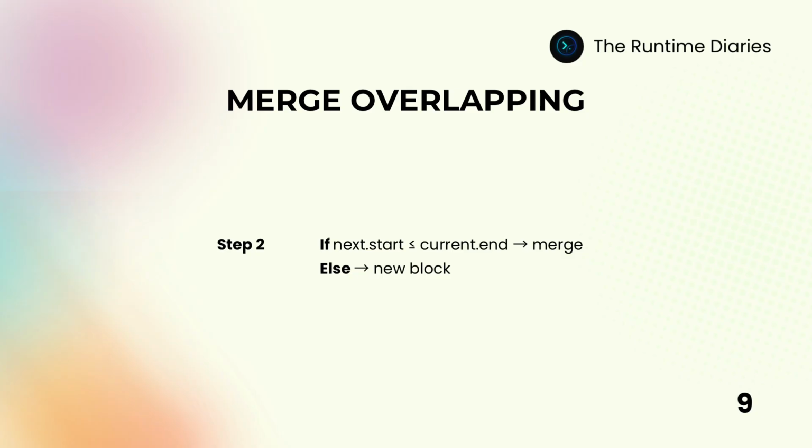The merge rule is simple. Start with the first interval. For each subsequent interval, check if it overlaps with the current block. If the next interval starts before or at the current block's end, they overlap, so extend the current block to include it. Otherwise, the next interval doesn't overlap, so close the current block and start a new one. This is the classic merge intervals pattern you've probably seen before.